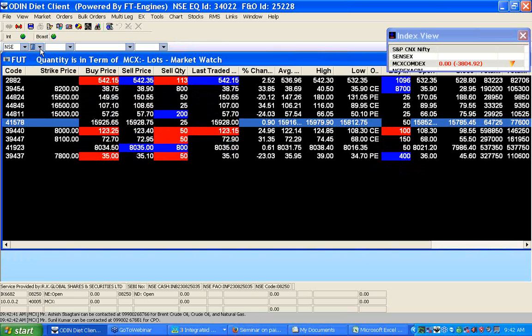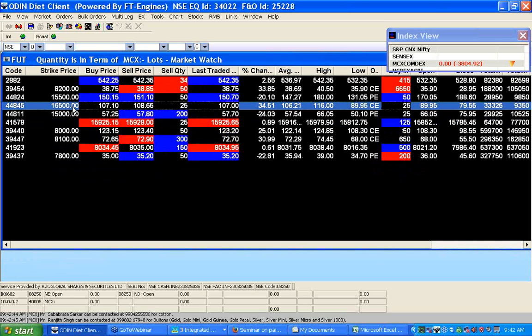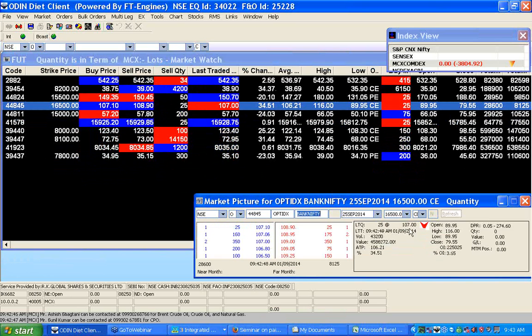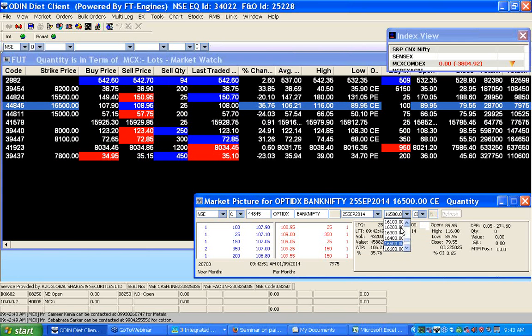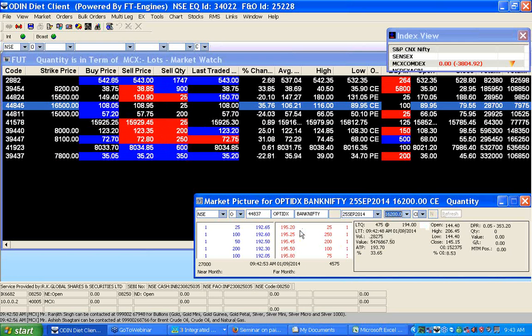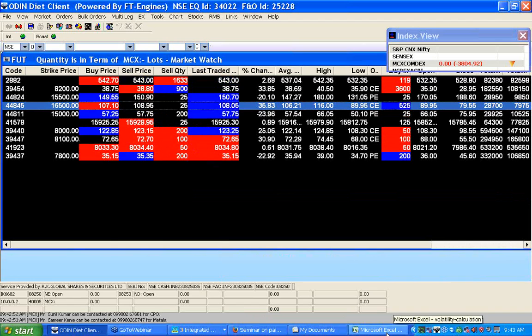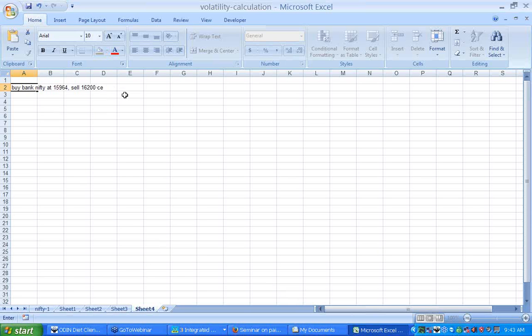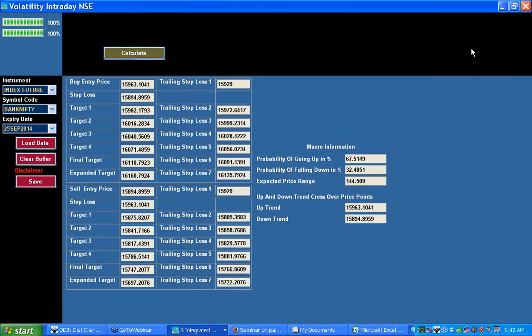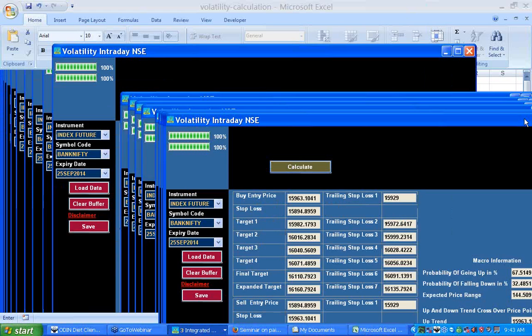So for the 16,200 call option, at what price is it quoting, let me take. So it is 195 rupees. If I sell the call option at 195, why am I deciding this? Based on this particular value. Just to see here.